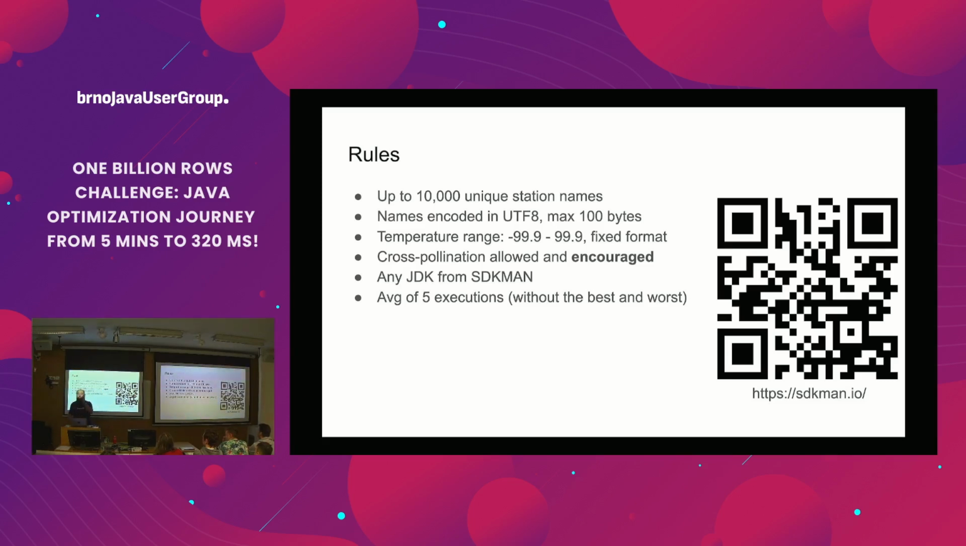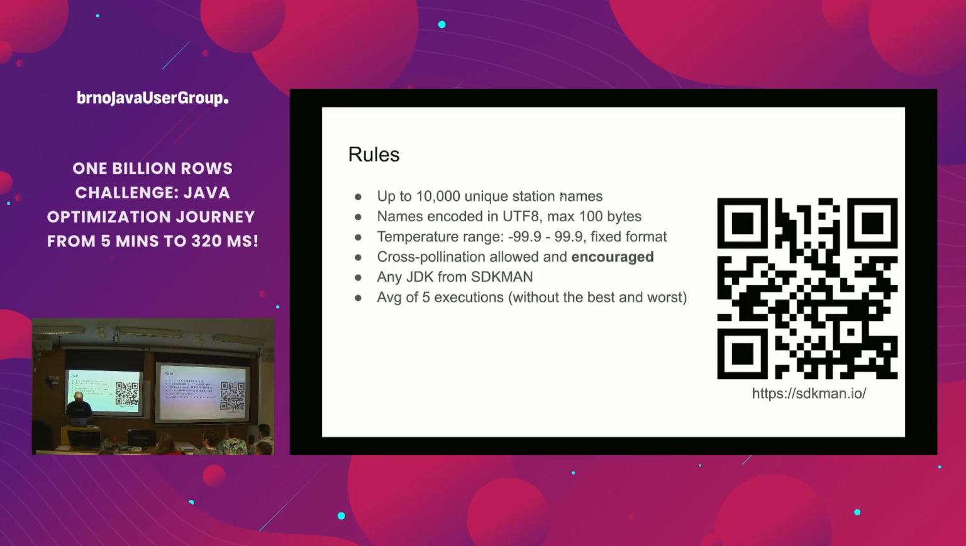But then there are other tests which are testing the correctness. One of the correctness tests uses randomly generated UTF-8 characters as names of the cities. And if your program cannot cope with 10,000 unique stations, you are disqualified.